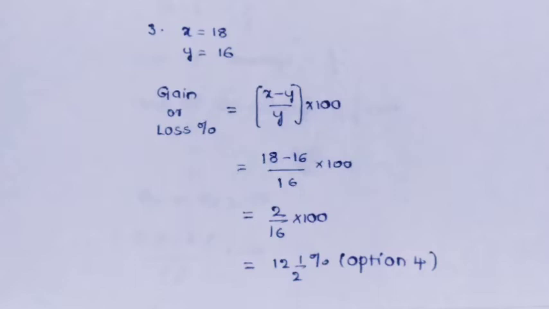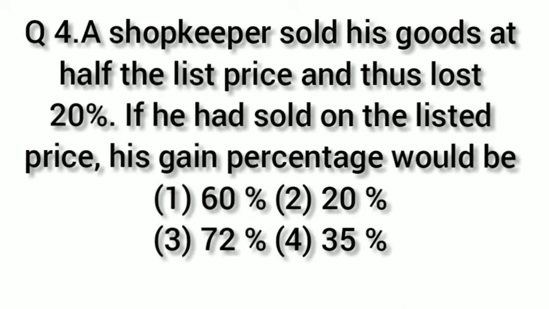And the fourth question is: a shopkeeper sold his goods at half the list price and thus lost 20%. If he had sold at the list price, his gain percent would be? So here a shopkeeper has sold his goods at half of the list price, which is nothing but the market price. After selling at that rate, he has lost 20%. Now we have to find out how much gain percentage he would get if he sold at the list price.